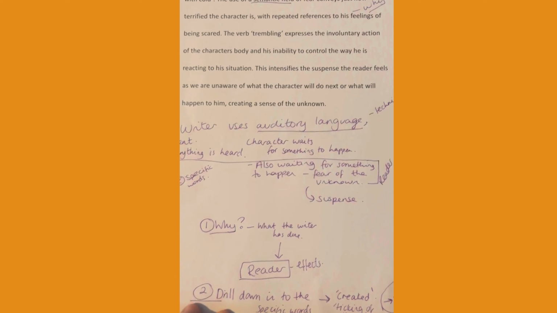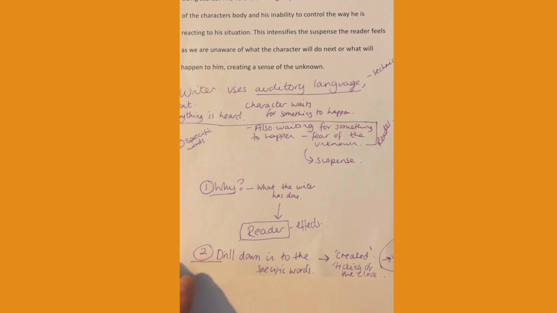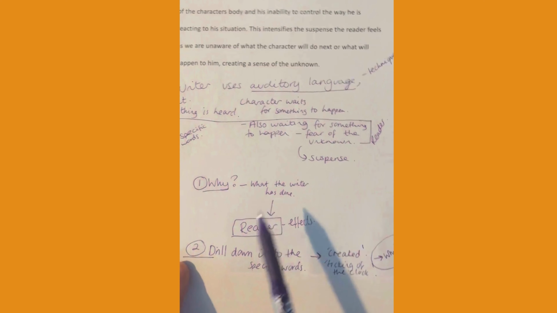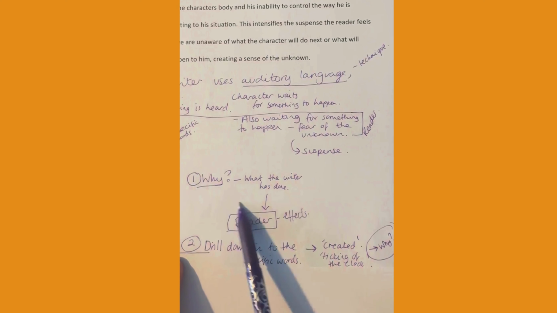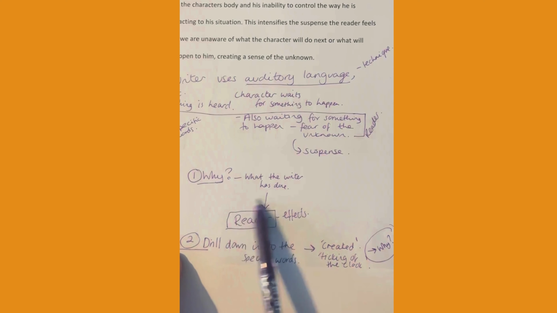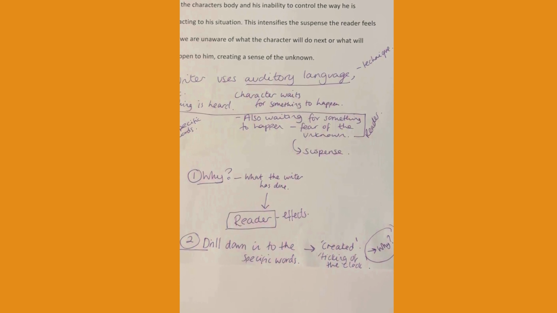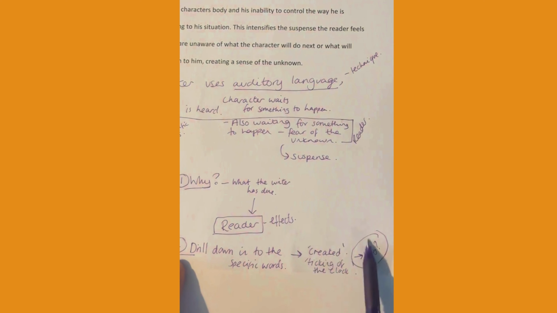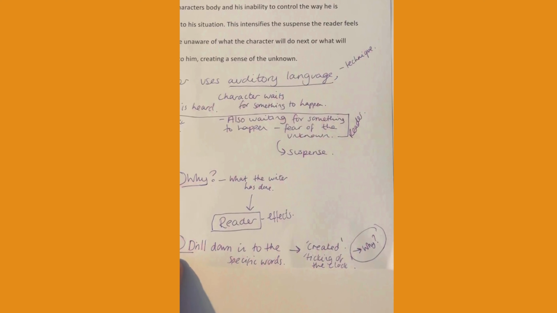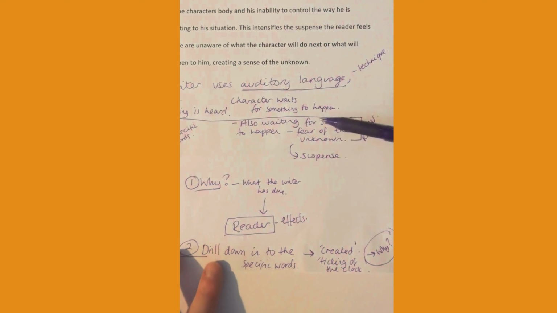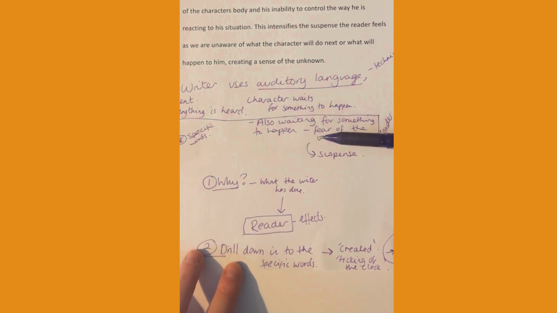And I had a bit of a run through of the top things to look at, and we looked at the why. So what's the writer done? Then we looked at the reader effects, and then we should be drilling down into those specific words or phrases that a writer has used, because this again is where we get some golden marks. Okay, so taking what we did last time and all of our notes about this.